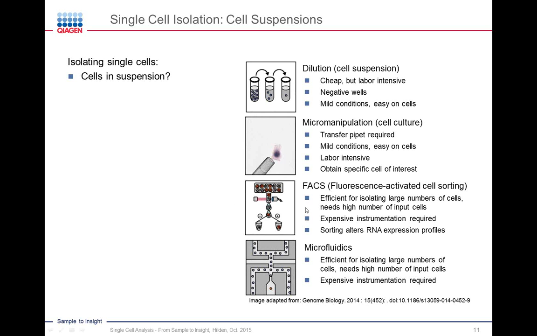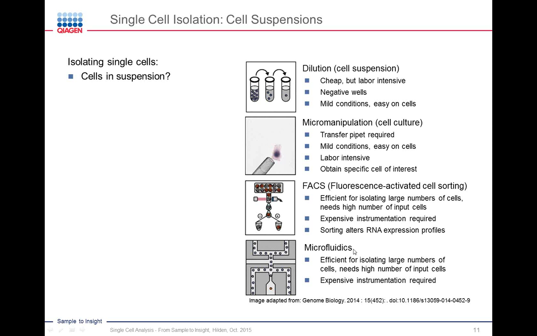This is extremely fast. I think FACS will run something like 10,000 sorting events per second. It's extremely fast, but you need to have a huge number of cells as input. The sorter itself is also quite expensive, and the whole process will change the transcriptome a fair bit. So it's a better option if you're doing genomics work.